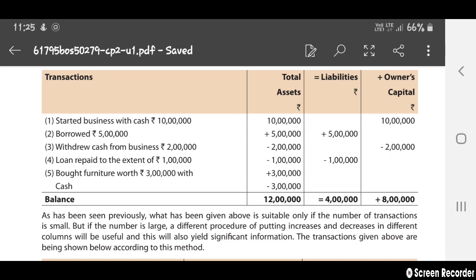Finally, total assets will be 12 lakh. Liabilities will be 5 lakh minus 1 lakh, because 1 lakh goes for loan repaid and 5 lakh you have borrowed, therefore 4 lakh. Owner's capital: the owner has given 10 lakh and minus 2 lakh you have withdrawn in cash from the business, therefore totally 8 lakh. When you add both of these you will get 12 lakh, like this balance. See, like this you have to do.